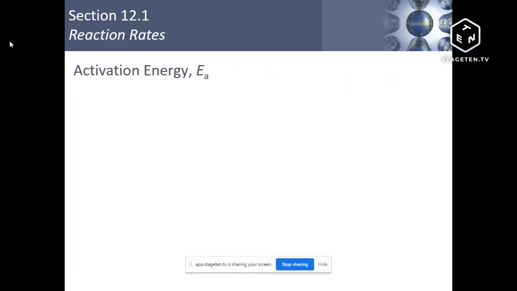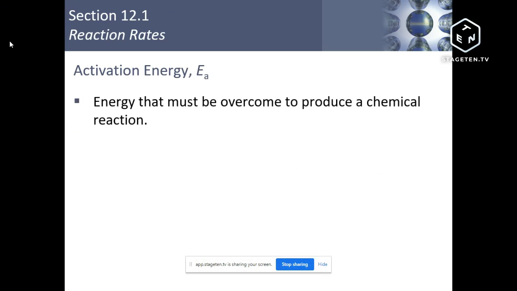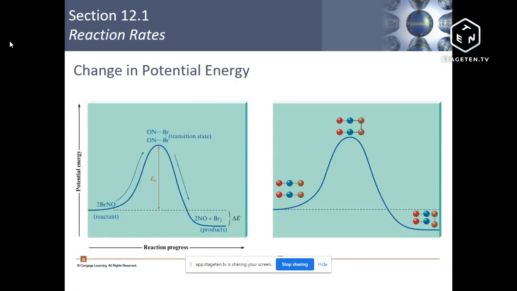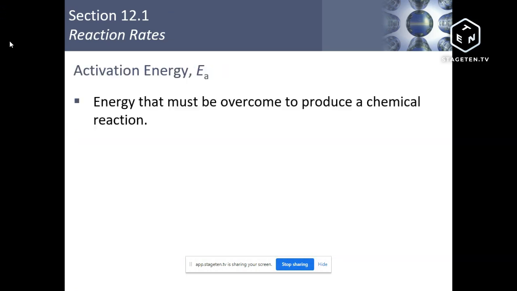All right. So what is activation energy? It's the energy that must be overcome for the reaction to take place. It's the energy barrier between the reactants and the products. And again, what would cause a high activation energy? A high activation energy would be caused by strong bonds of the reactants, right?